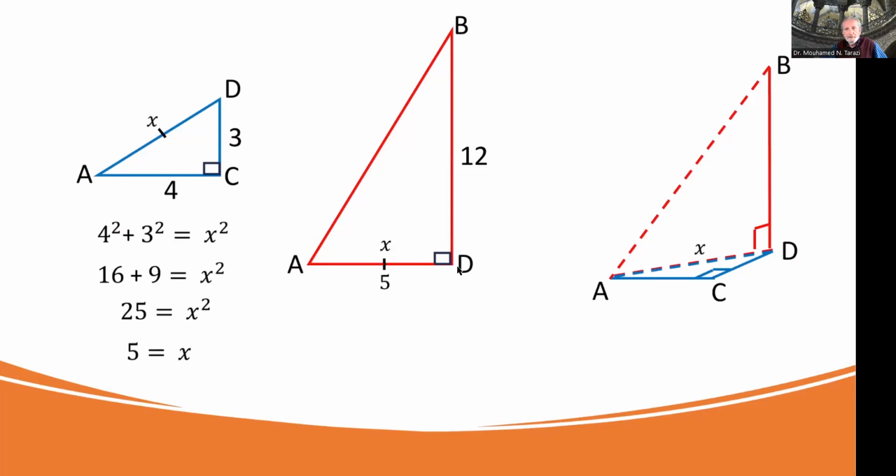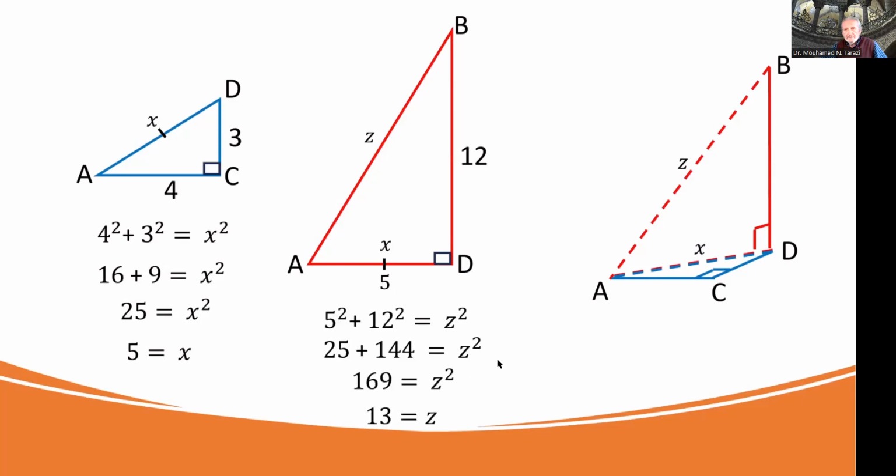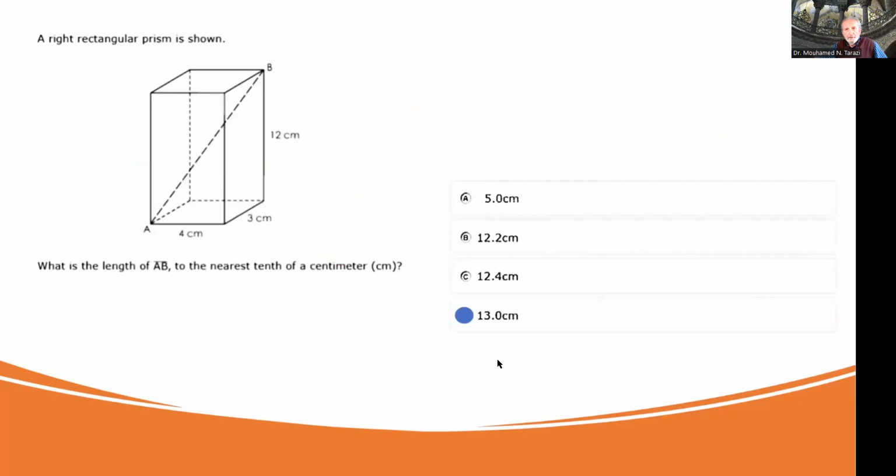I move to the other triangle, call this Z. Again, we apply the Pythagorean theorem. 5 squared plus 12 squared is equal to Z squared. 5 squared is 25, plus 144 is equal to Z squared. 169 equals Z squared, and Z is equal to 13. So I go here and mark 13.